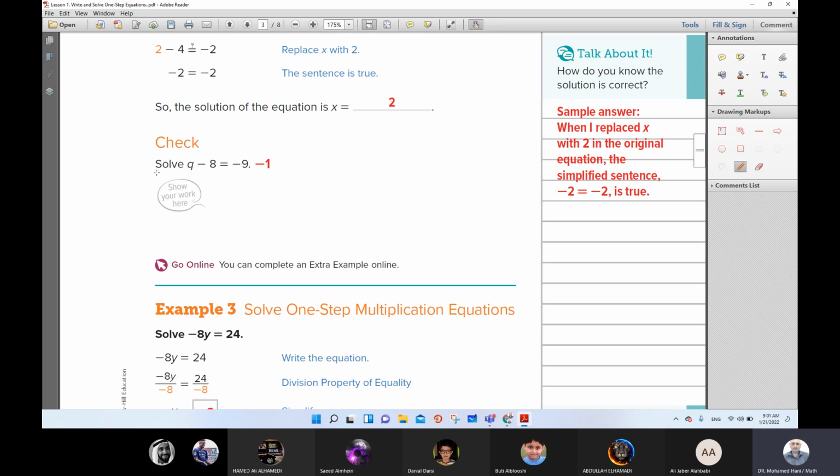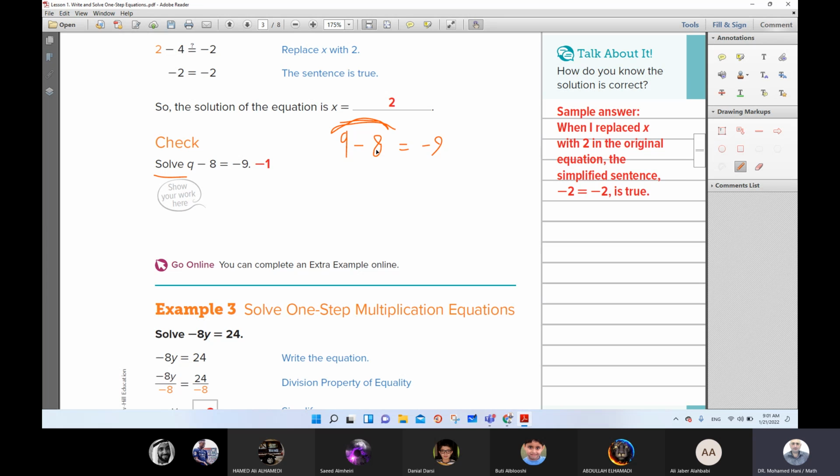In this example, solve q minus 8 equals minus 9. To solve this equation, try to keep the variable alone in the first side. So we want to remove the number. We want to remove negative 8.